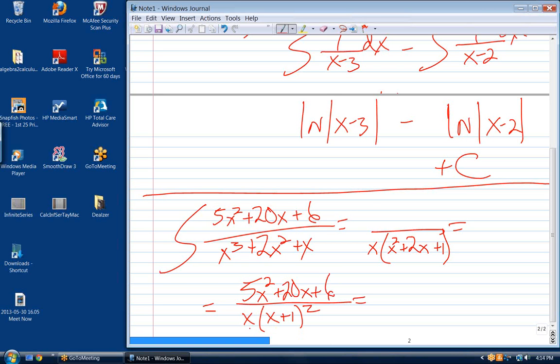Okay, so now we have two linear factors here. It's just one of them is squared. This is repeated linear factors instead of distinct linear factors. Well, when I find this situation where I have a linear factor that's squared, I have to allow one term for, in other words, I need A over x plus B over x plus 1 plus C over x plus 1 squared.